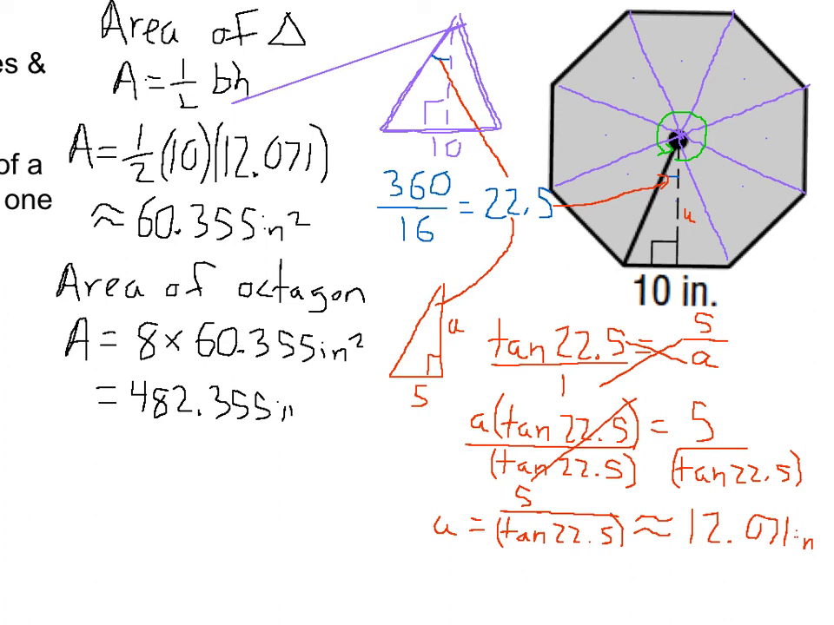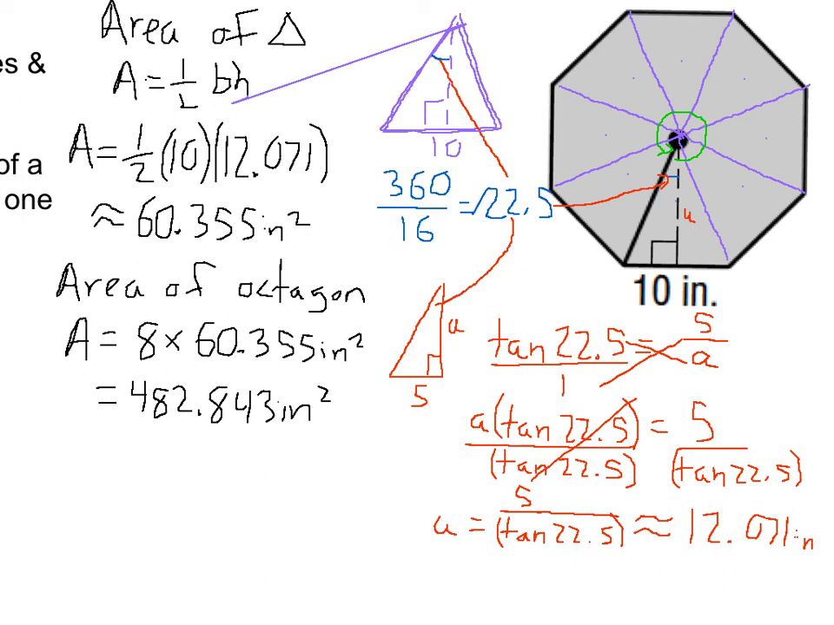482.355 inches. Oops, I'm sorry. I was looking at the wrong one. That wouldn't make sense. 482.843 inches squared. And that's the area of the octagon.